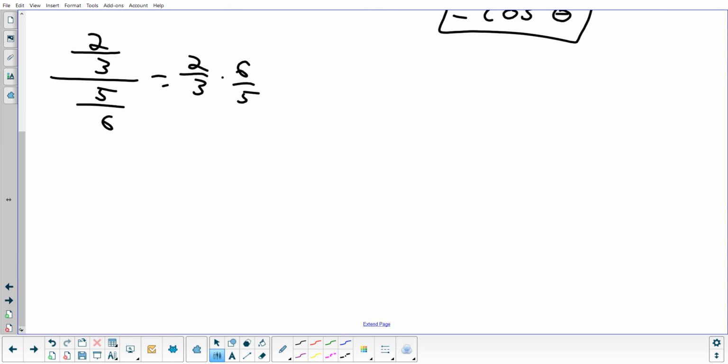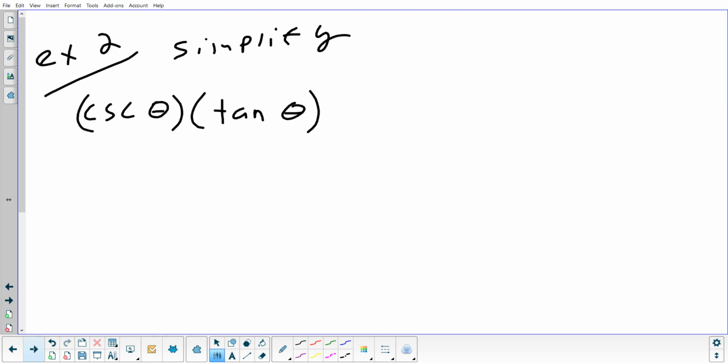Okay, let's try another one. This one's about the same difficulty as the last one. And the trick here is going to be to change everything to sines and cosines. So let's start with cosecant. Abigail, how can I rewrite cosecant? Good, just like you type it in on the calculator, 1 over sine. And Casey, how can I rewrite tangent? What is it?